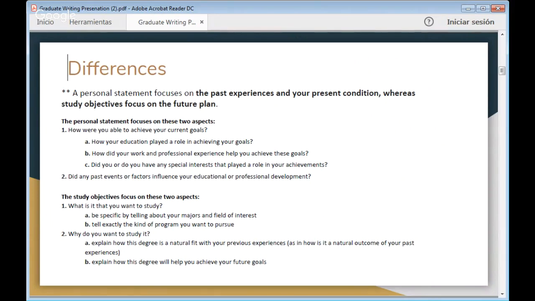In comparison to that, the study objectives has two different aspects. It would be focusing on what it is that you want to study. This is going to go more into what type of program, what type of research do you want to look into, and what other fields of interest do you have that you want to continue on throughout your academic career. And the next part of the second aspect of the study objective would be why it is that you want to study it. You want to explain why this would be a natural fit with your academic path and how this would fit in with your previous experiences. How is this something that will continue on your professional road? And next, how will this help you in your future goals? So focusing on the study objectives, you're going to look at how this plays into what you want to do in your future career.